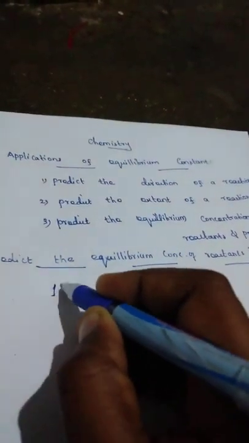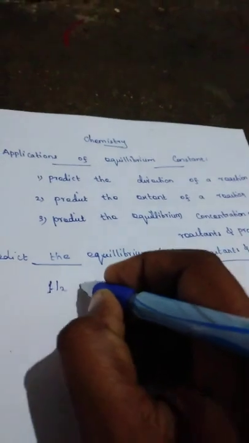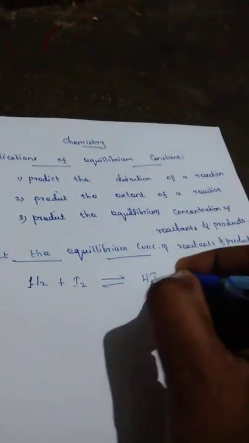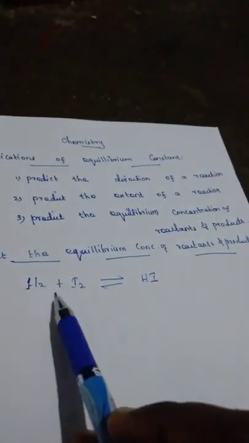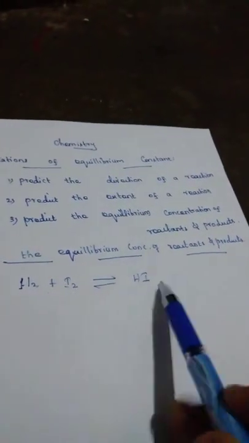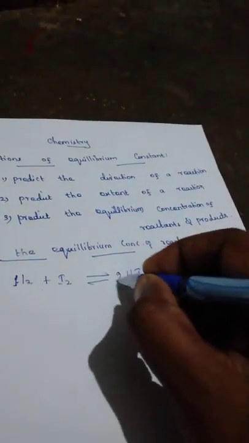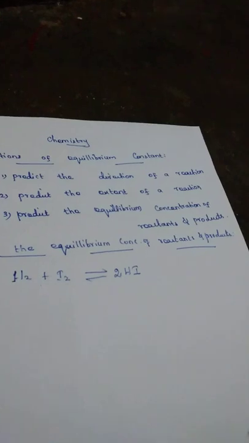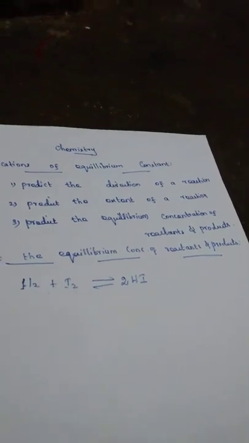Consider the example: hydrogen plus iodine gives the product hydrogen iodide. So hydrogen reacts with iodine to give hydrogen iodide. If you balance it, you will get 2 hydrogen iodide.